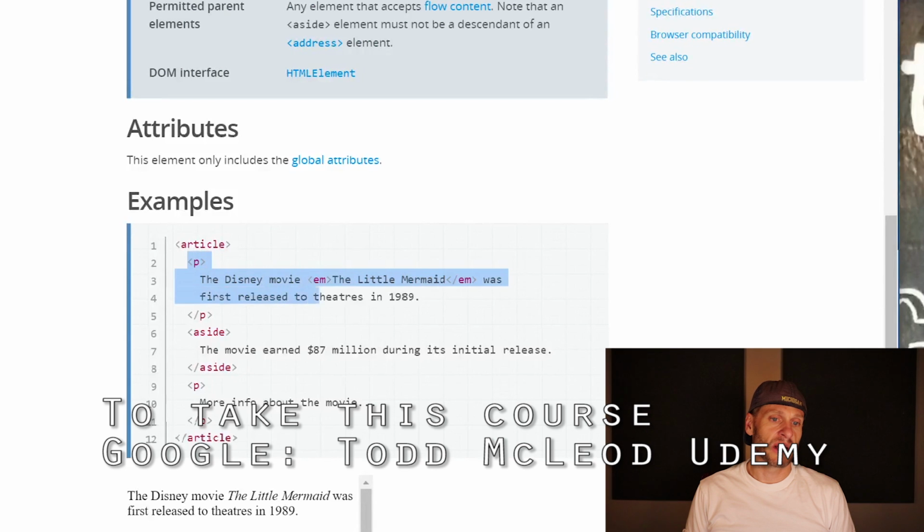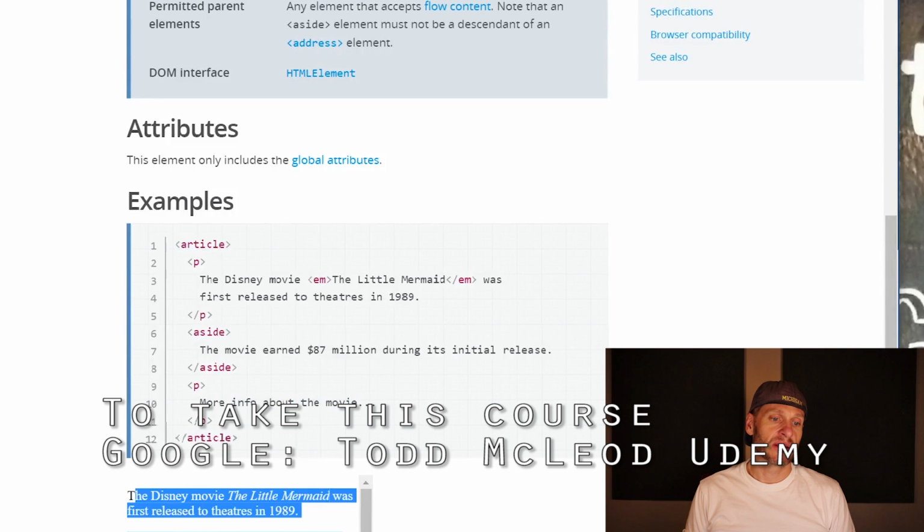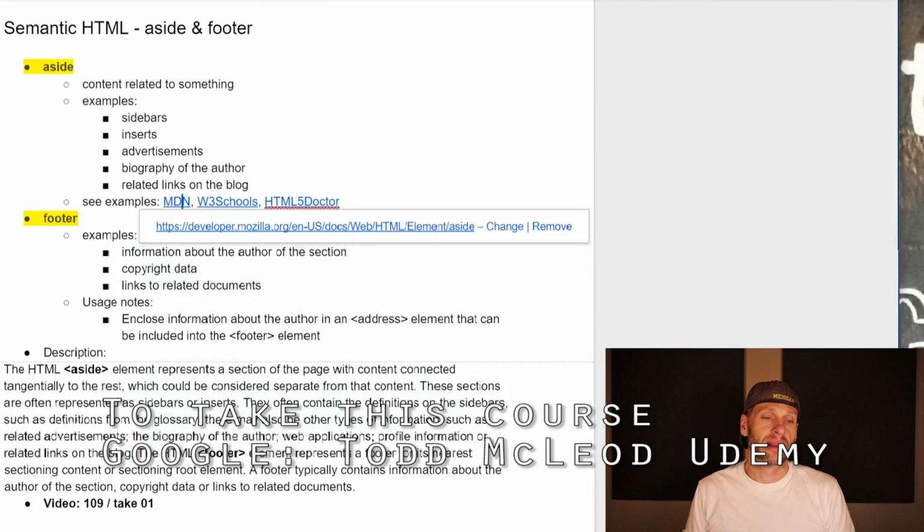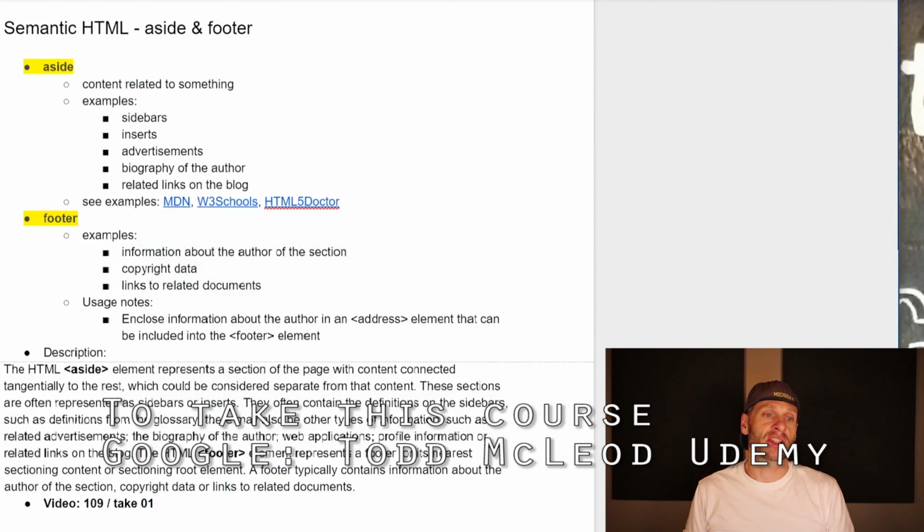Like the Disney movie Little Mermaid was first released in 1989. The movie earned $87 million during its initial release. More info about the movie. And so here's how that prints out. But like an aside, it's almost like, oh, and by the way, the movie earned this much money. Now back to what I was telling you about, right? It's kind of an aside, but something that's tangentially related to the main content. And yeah, anyhow, that's related links on the blog.